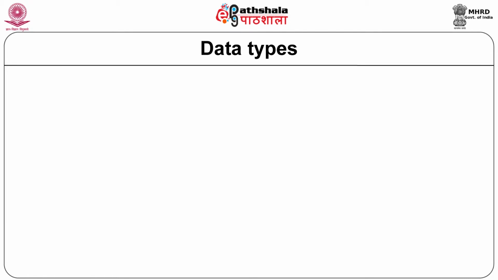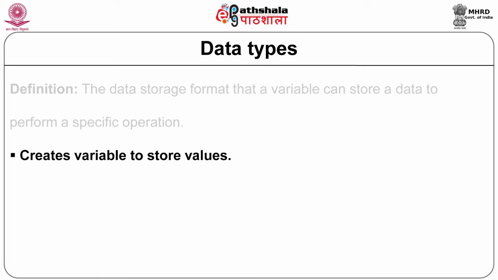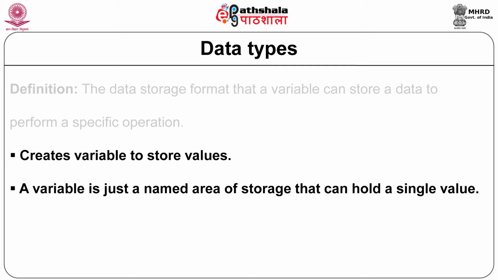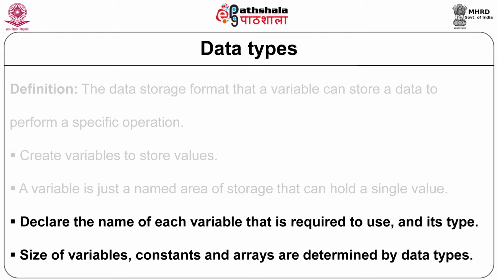Then data types. What is a data type, or what is data? It is the data storage format, that is, a variable that can store data to perform a specific operation. A data type creates a variable to store values. A variable is just a named area of storage that can hold a single value. A data type declares the name of each variable that is required and its type. The size of variables, constants and arrays is determined by data types.